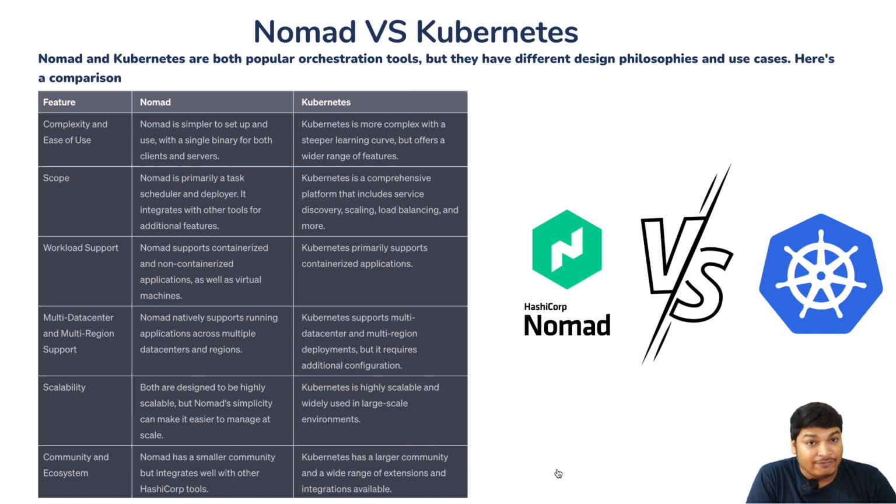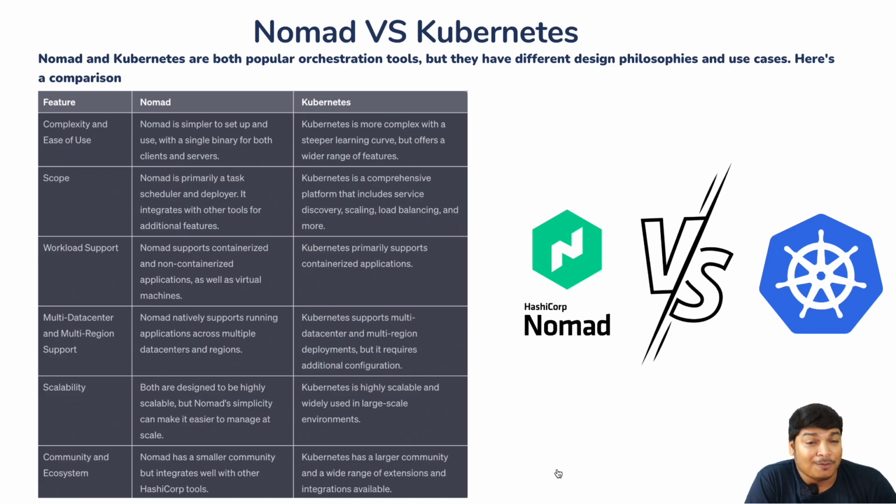Nomad natively supports running applications across multiple data centers and regions. Kubernetes supports multi data center and multi region deployment, but it requires additional configuration. So kind of both are possible. It's just that in Nomad it comes naturally, natively. In Kubernetes, you need additional configuration and tools for that.